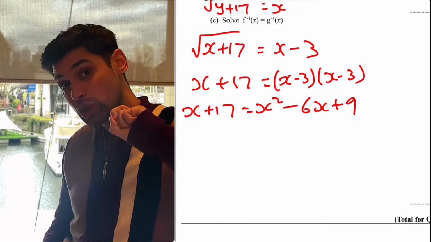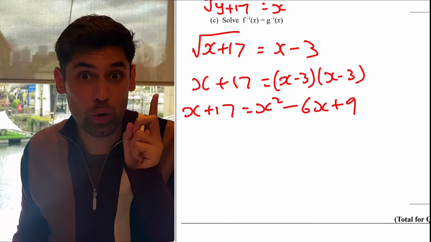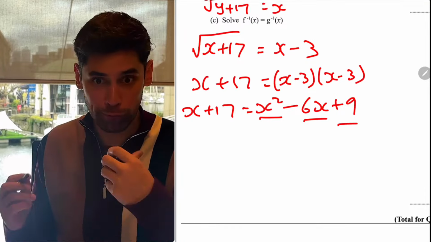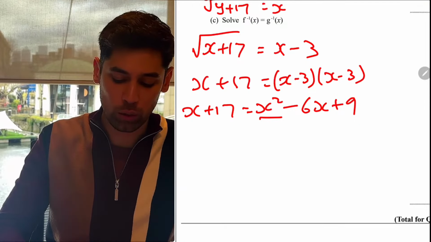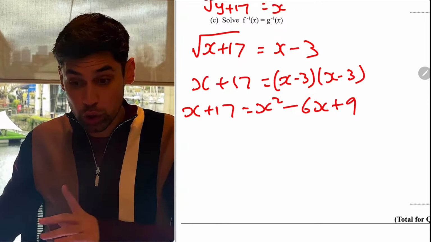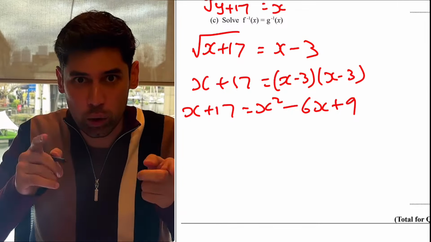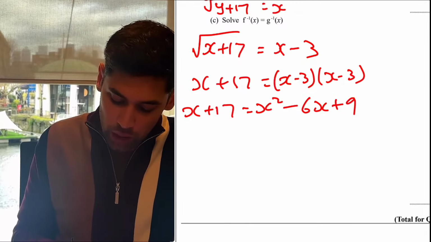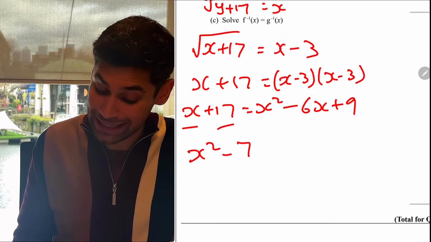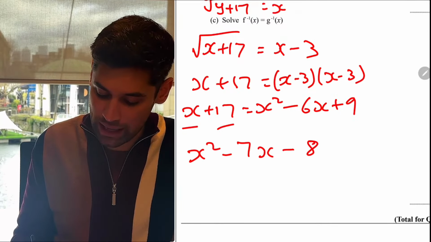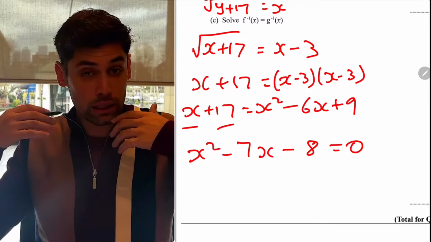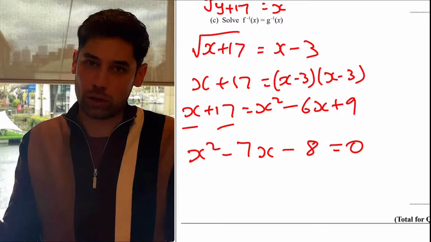Now, at this stage, we should spot that this is starting to look like a quadratic. A quadratic, for those who don't know, is when we have the x squared, x, and a number form. And when we see a quadratic, we're going to start treating it like a quadratic, which is move everything to one side. So we're going to minus the x, and we're going to minus the 17, which is going to give us x squared minus 7x minus 8 equals 0.